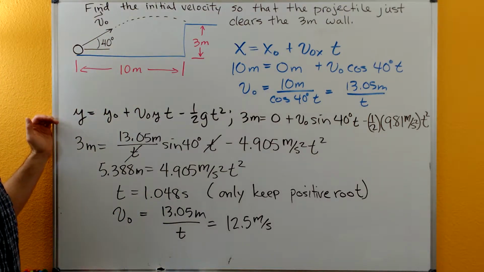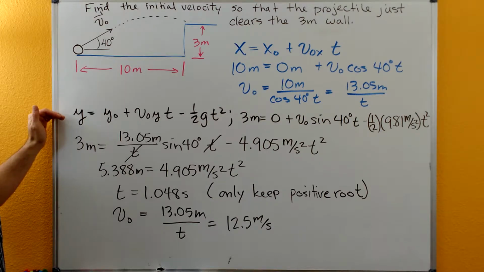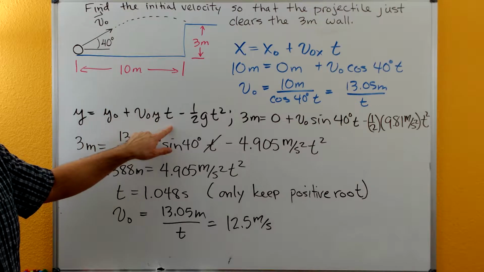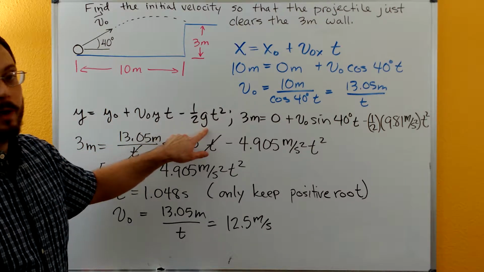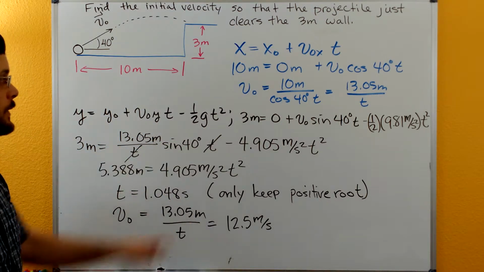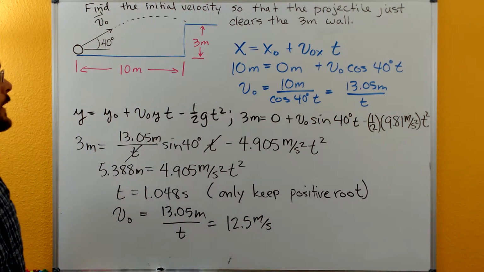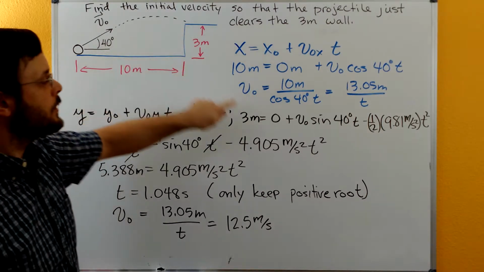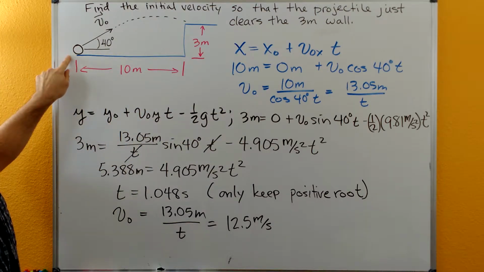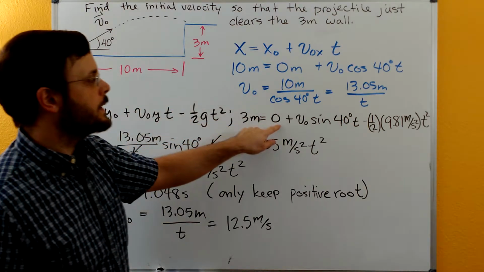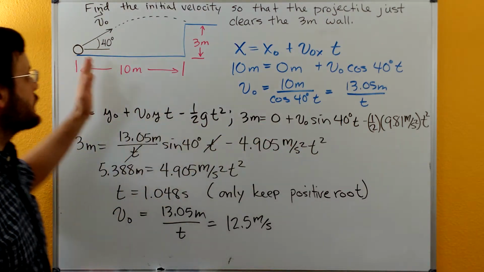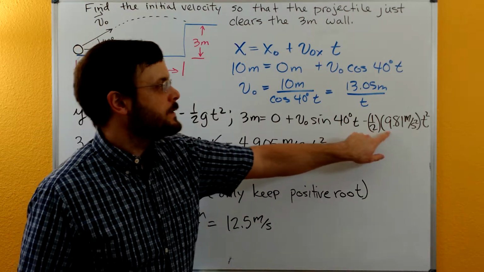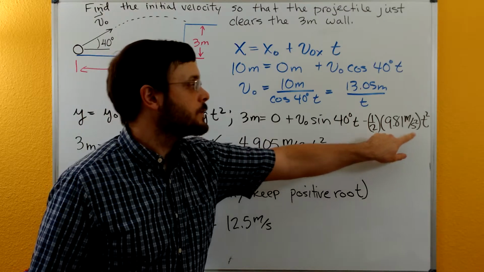Then we can look at the y component of the velocity. So we have y is equal to y naught plus v naught in the y direction times t minus 1/2 g t squared, where g is the acceleration due to gravity. Now plugging in our y values, our particle is going to be here at the top of the wall, so 3 meters. We started here at the bottom of the wall, 0 meters, plus v naught sine of 40, which gives us the y component of the initial velocity, times time, minus 1/2 times 9.81 meters per second squared times time squared.